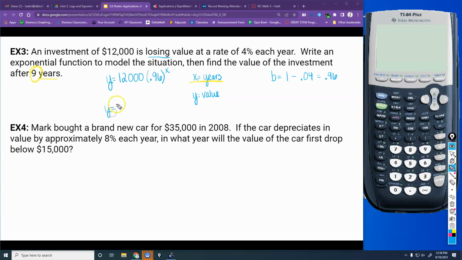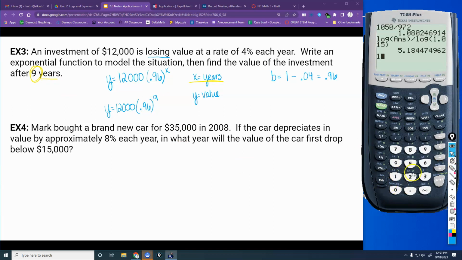So we're going to have Y equals 12,000 times 0.96 to the 9th power. We're just going to type that into the calculator over here, and we will get $8,310.41. So, it did take 9 years, but lost almost $4,000.